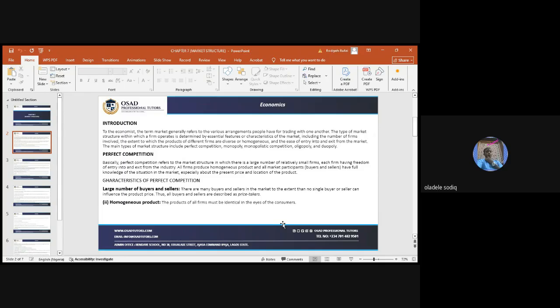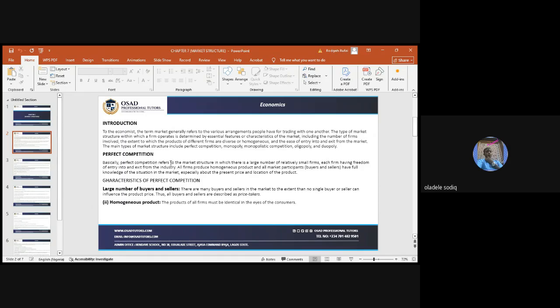So let's now start picking them one after the other. That is what we want to look at in this chapter. That's why we call it market structure. So what is the first market structure we'll be looking at? We have perfect competition. So what is perfect competition?